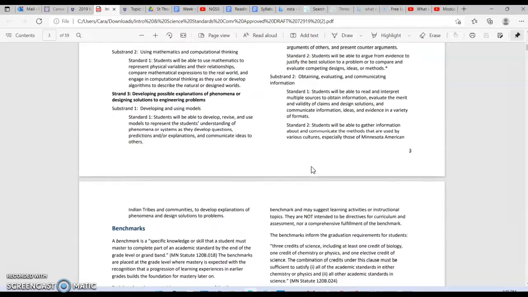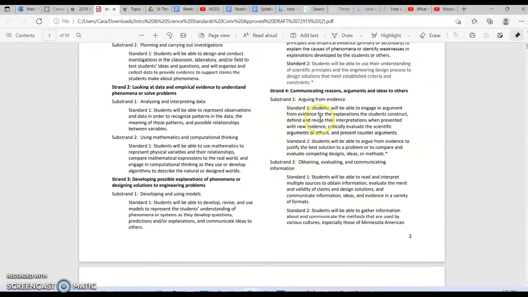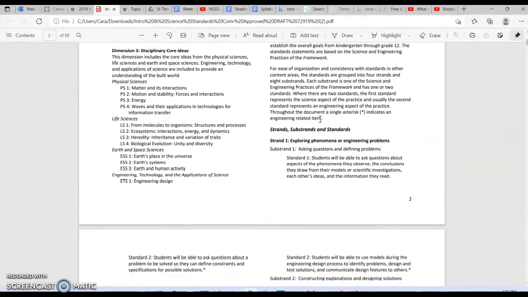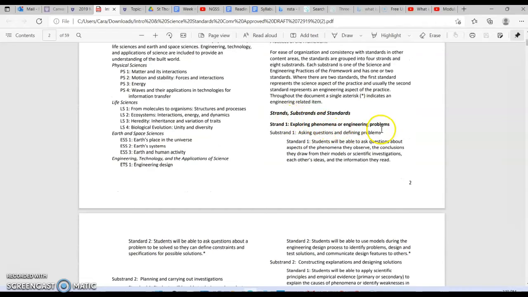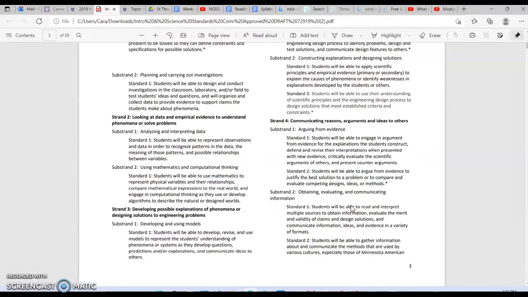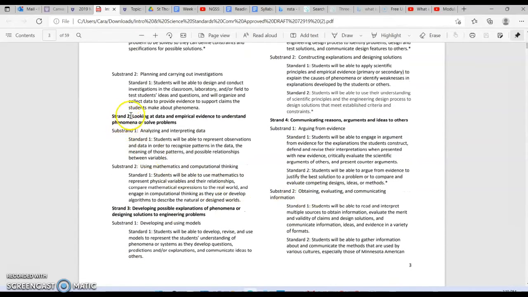But you'll see that there are 4 core strands, one of them being exploring phenomena or engineering problems. The second, looking at data and empirical evidence to understand phenomena or solve problems. The third, developing possible explanations of phenomena or designing solutions to engineering problems. And the fourth, communicating reasons, arguments, and ideas to others.